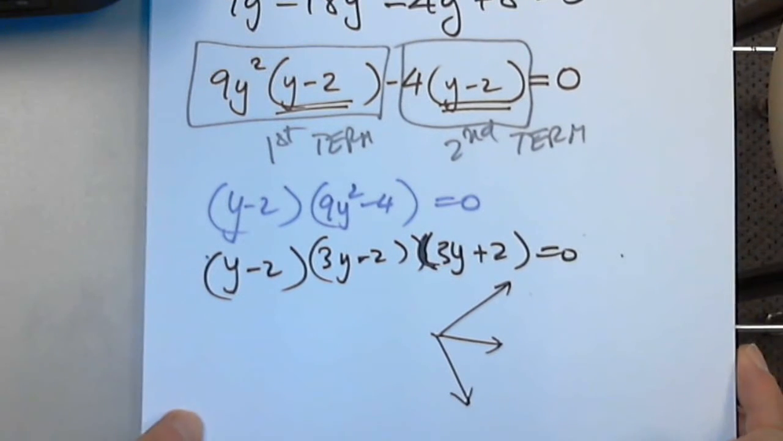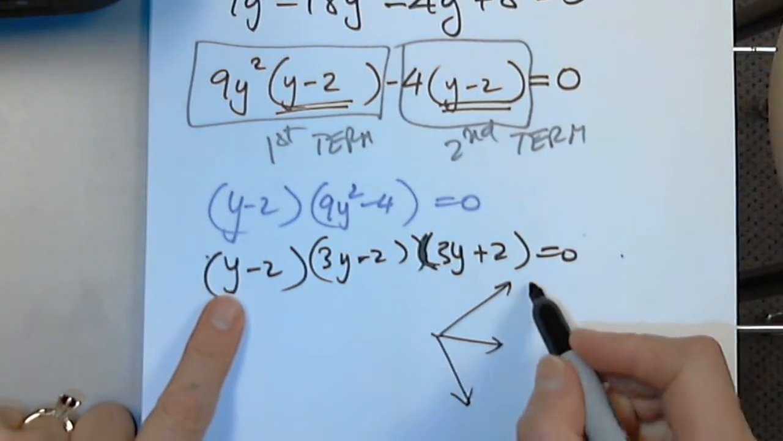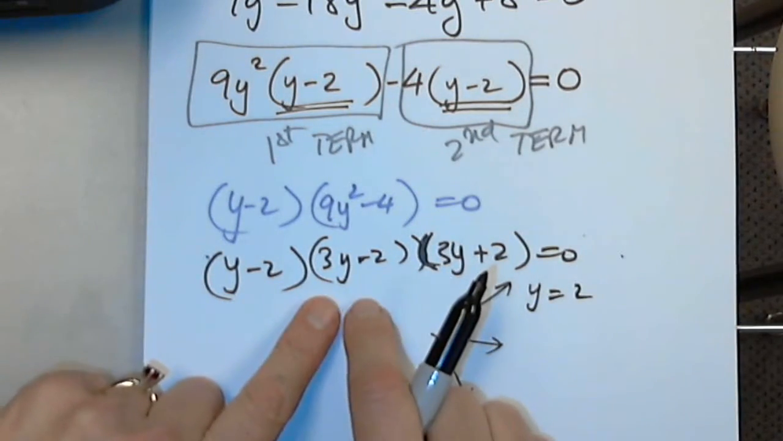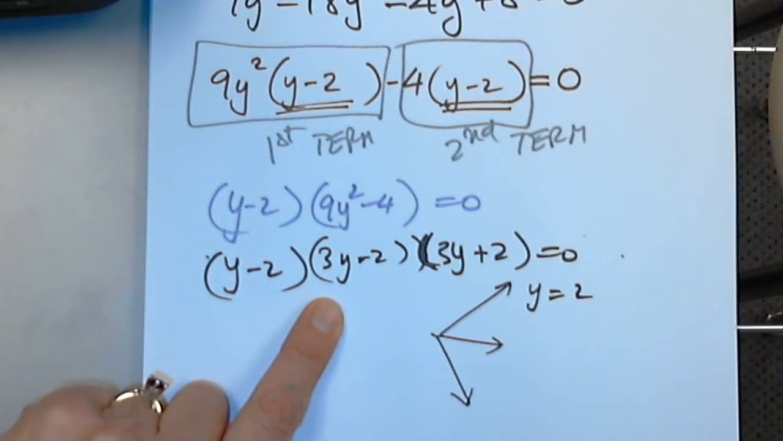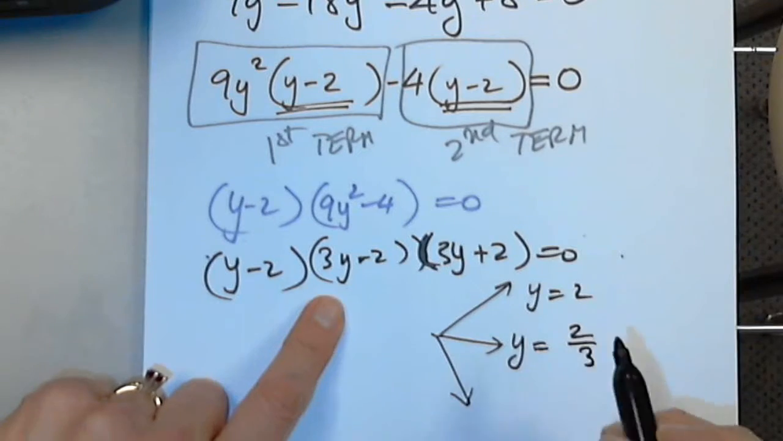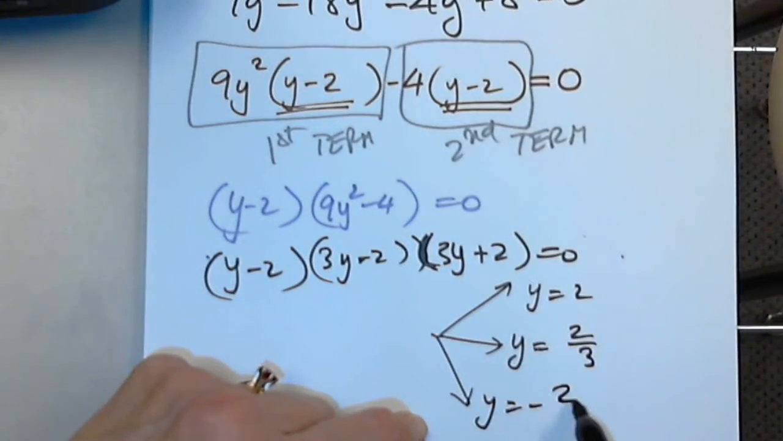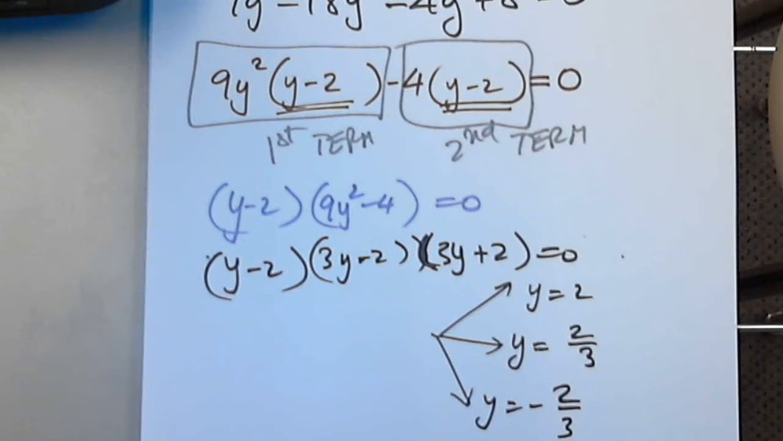Can anyone give us those 3 solutions? From here, 2, 2. Awesome. From here, remember you move negative 2 and you divide by 3. Y equals 2 over 3. Awesome. Here you move 2, but it becomes negative. That's it. How many solutions did we expect from the get-go? 3. Because the degree was? 3. Awesome.